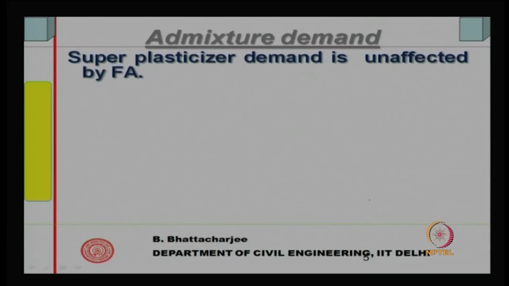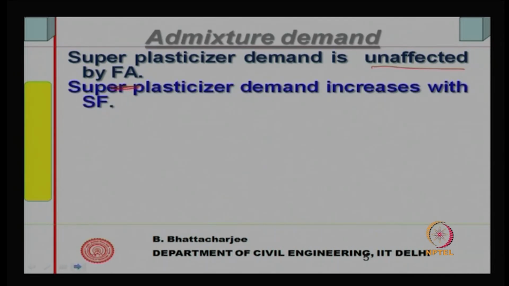As we said, last class we mentioned at the end that superplasticizer demand is unaffected by fly ash. It does not increase the superplasticizer demand. If anything, it will reduce the requirement a little bit, because fly ash itself has some amount of plasticizing effect. It has some amount of water reducing action.